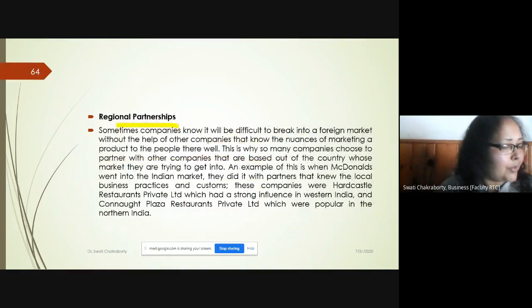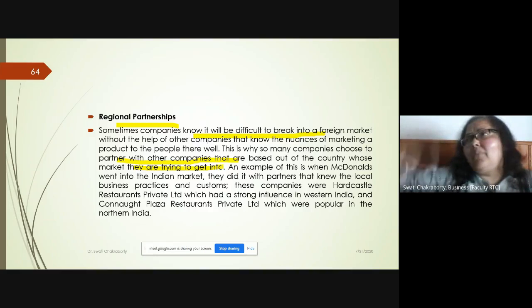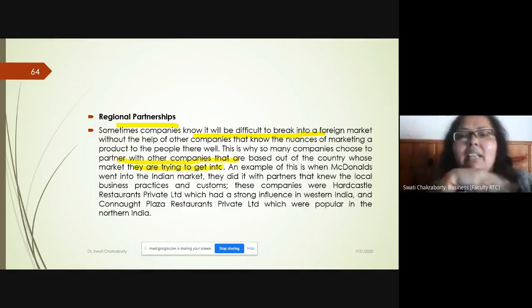Regional partnerships. Now, when we talk of regional partnerships, what happens? Sometimes companies know that it's very difficult to do business by themselves in a foreign market. So in that case, they would choose to partner with other companies that are based out in that country, whose market they are trying to get into, right? Take the help of another company, and then do a regional partnership.